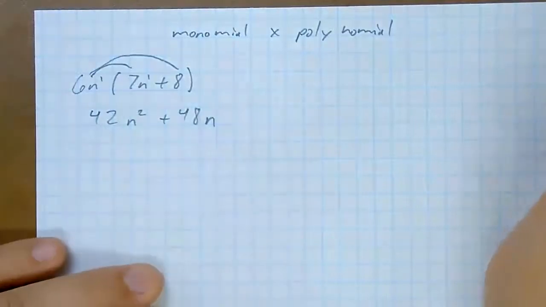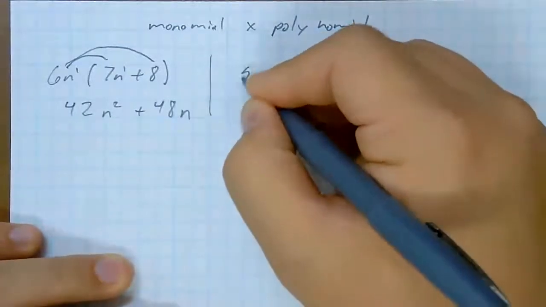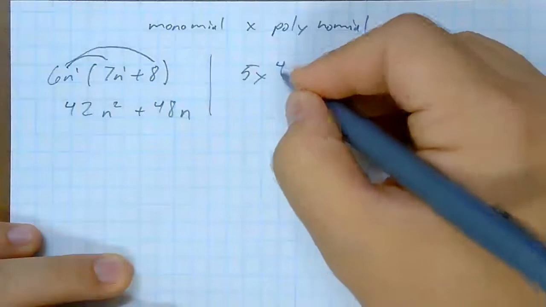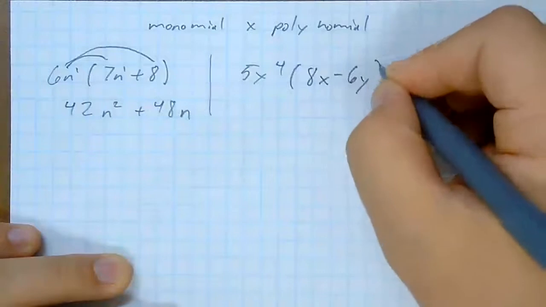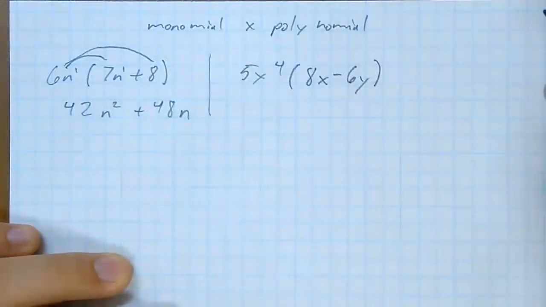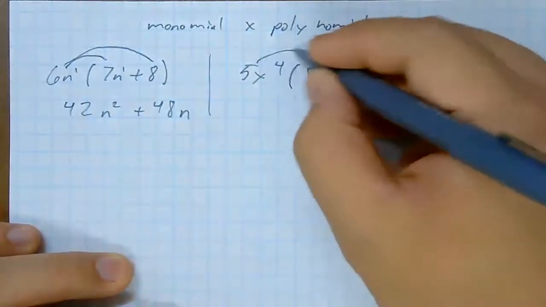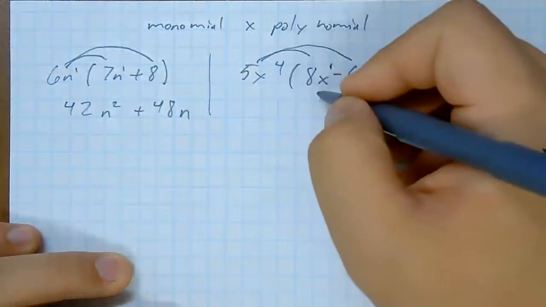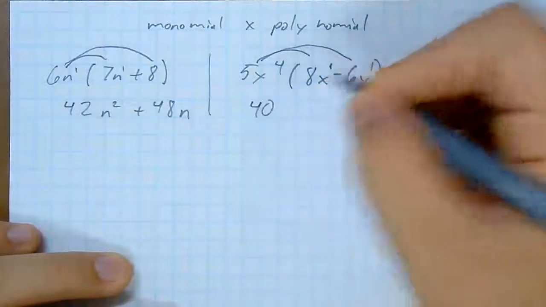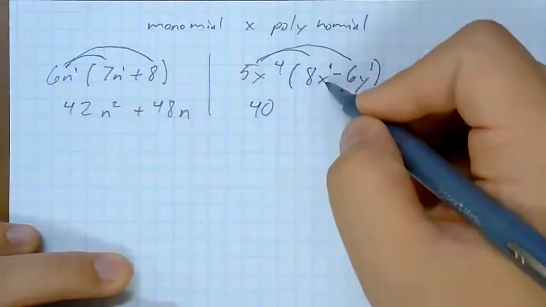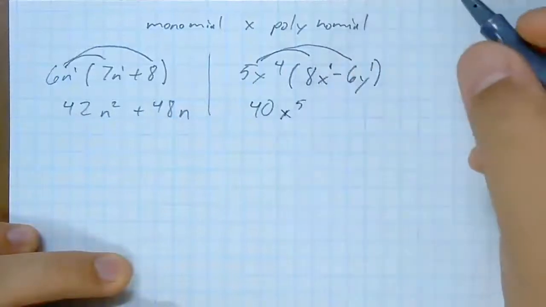All right. Now we can also have multiple variables in it. Let's take a look at 2 examples where that might be the case. This one where we have 5x to the fourth times 8x minus 6y. Okay, so invisible exponents on the x and the y, and we distribute. 5x to the fourth times 8x, let's multiply those coefficients, 5 times 8 is 40. And then x to the fourth times x to the first, we need to add those powers. This becomes x to the fifth.